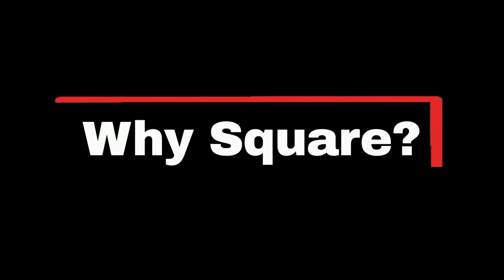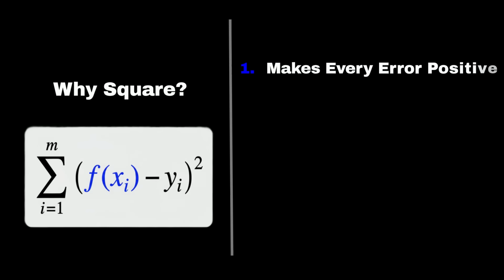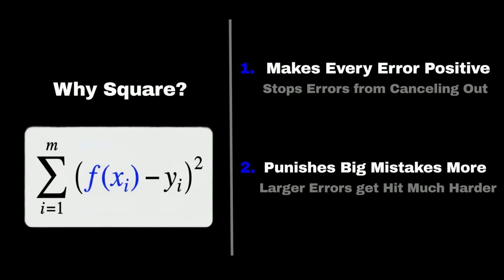Why are we squaring these errors instead of using f of xi minus yi? There are two main reasons I like, and there are many more out there. Squaring makes every error positive. A prediction that's too high and one that's too low both count as mistakes. Squaring stops them from canceling out. Squaring punishes big mistakes more than small ones. An error of 1 gives us a cost of 1, but an error of 3 gives us a cost of 9. Larger errors hit much harder, so the squared error captures the size of the mistakes and keeps it all positive.